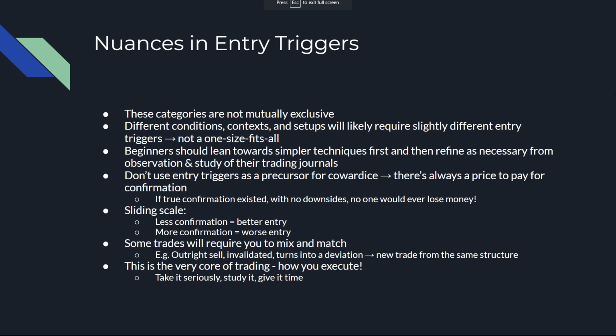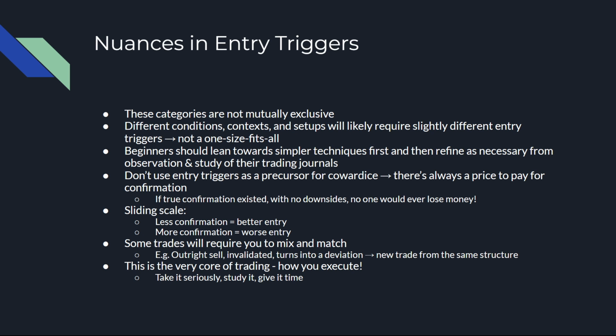Different conditions, contexts, and setups will likely require slightly different entry triggers, not a one-size-fits-all. And this is something, again, to learn from your trading journal to some extent, experience, observation, and so forth. I will say on the experience front, beginners should lean towards simpler techniques first, because you don't have the experience and the discretion to do all this low time frame stuff and the nuances involved there. I would say start with the simple stuff, like mostly just the limit order strategies, if anything, or the candle close strategies, and then refine as necessary from observation and study of your trading journals and other tools to reflect on what on earth you're actually doing.